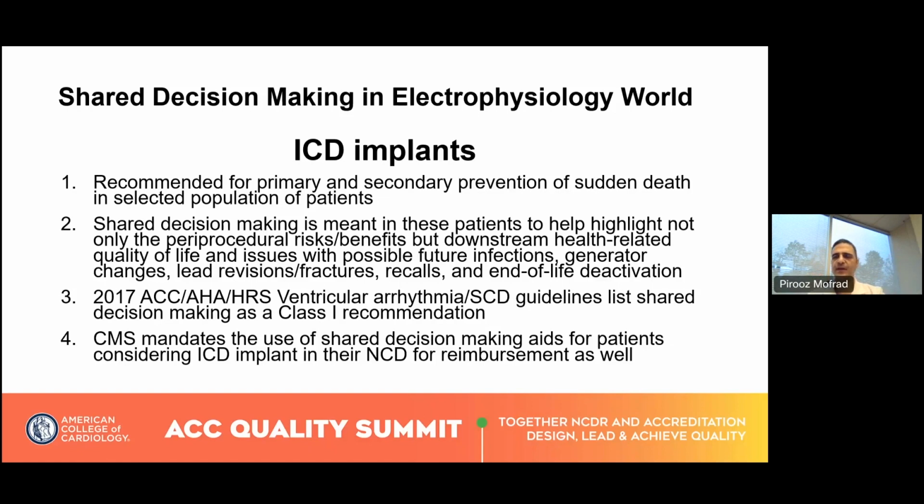Risk of future infections, risk of generator malfunctions, lead fractures, recalls. We've all been involved, unfortunately, in lead recalls and device recalls. If you've been practicing long enough, you've seen plenty of them.